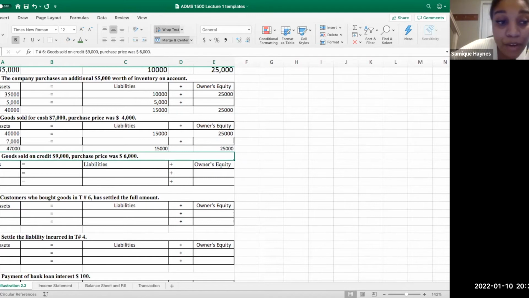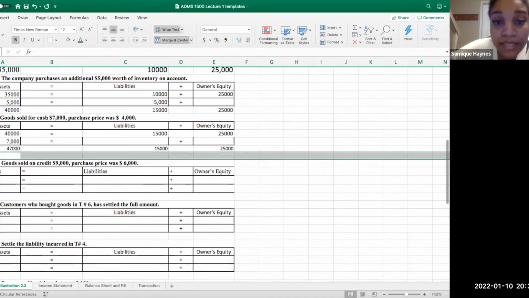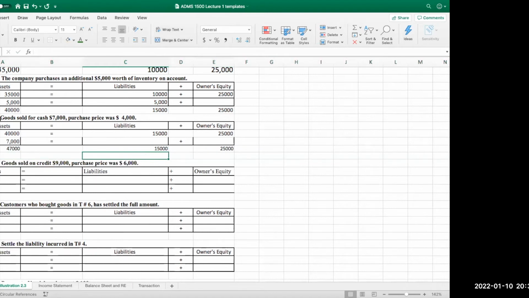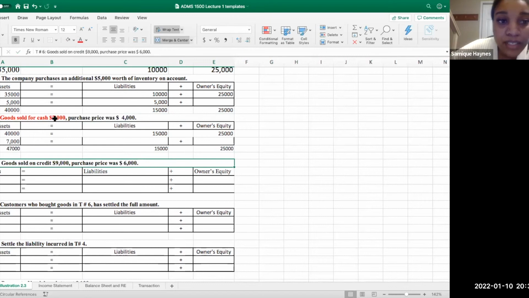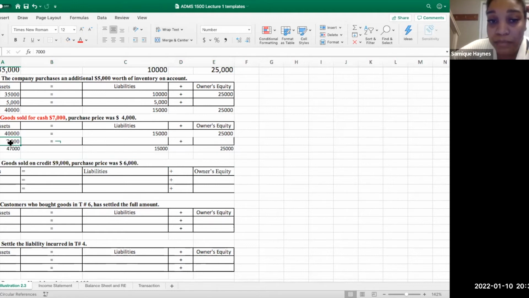Yeah. But this is what I want to do. I wanted to break this up into two easy parts. So I'm going to highlight this for you right here. You see that right there? Goods sold for cash 7,000. I want that only. Forget about the 4,000 right now. Only that. $7,000 goes up in cash for assets, but it needs to go somewhere else. Where am I going to put the 7,000 so it balances? Increase owner's equity.